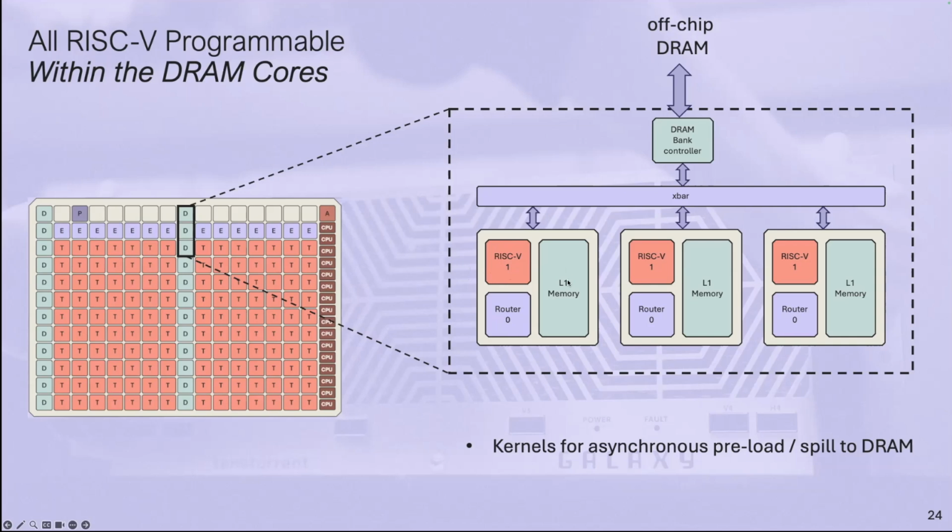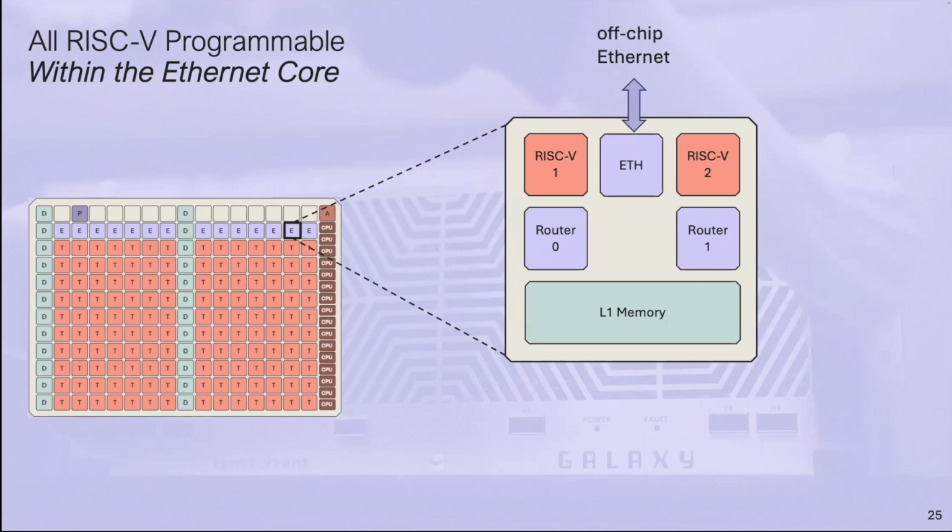They still have local L1 memory as well as a crossbar to communicate to your DRAM controller at some point. Ethernet cores are similar. We have two baby RISC cores as well, connected to routers so that they could read and write to the NOC. So, for example, you notice that it has two data movement cores because you can imagine that a lot of traffic is going to be sent to these Ethernet controllers that needs to go off chip.